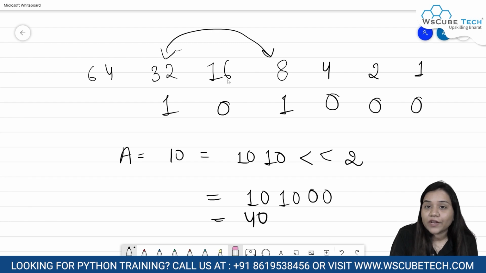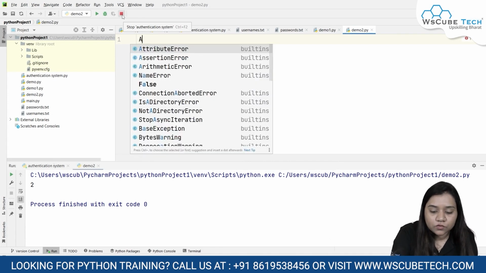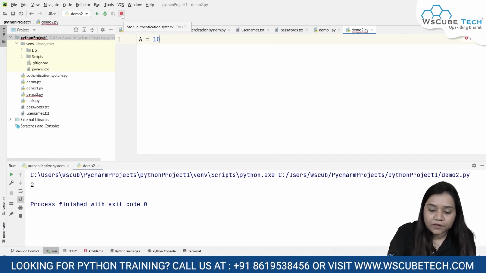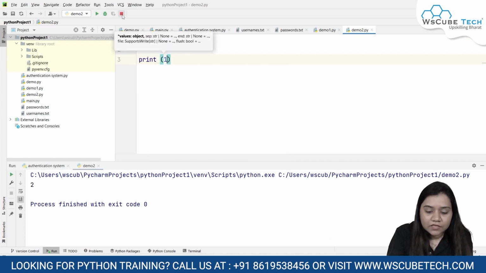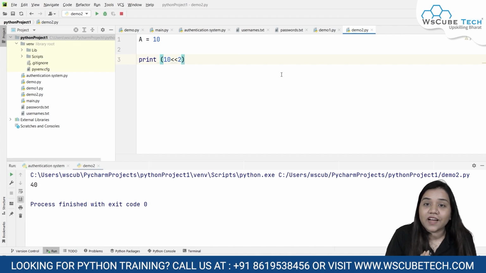Let's give it a try on Python as well. So I'm considering an example of A is equal to 10 over here, and then I write print 10 left shift 2 and run it. It gives me 40. That means our left shift bitwise operator is working clearly, and this is the method to shift it.